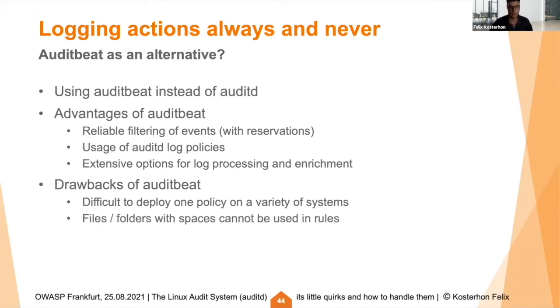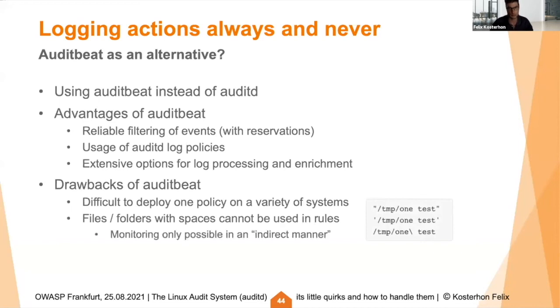And we also encountered a rather strange issue here. Files or folders with spaces could not be used in rules. We really tried to escape the space, but it didn't work. So we weren't able to write a rule which monitored a folder or file containing a space. We also put an issue on GitHub and Elastic discussions. So far, we are waiting for an answer. I think we got one thumbs up. Let's hope that this will also get fixed. And still, monitoring is possible in an indirect manner. If you're watching the complete temp directory, we will also catch the temp one test case.